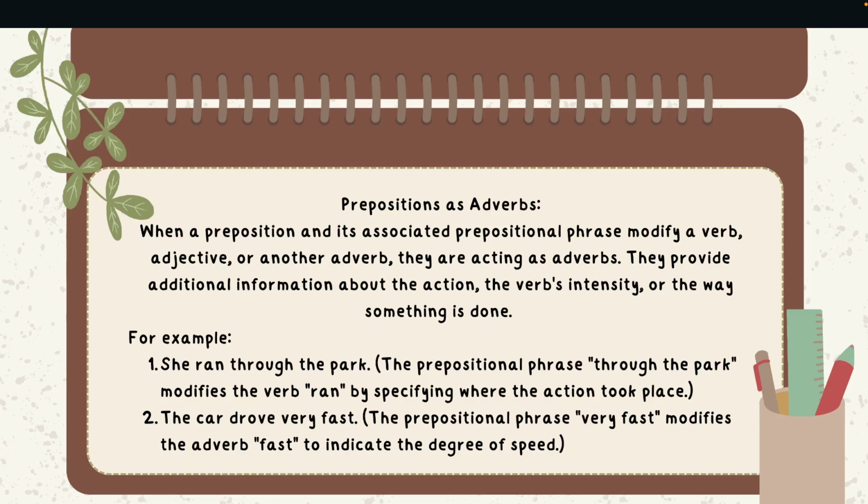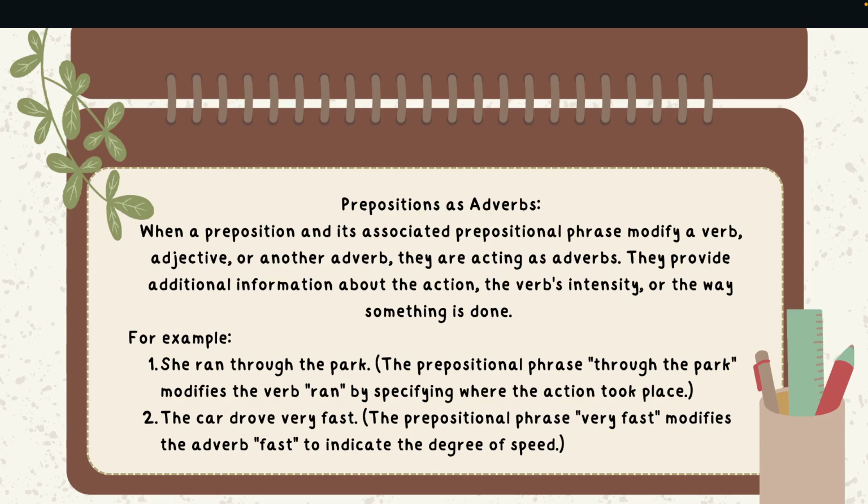So for example, we have here, she ran through the park. If we dissect the sentence, this is an SV type of sentence pattern. So we have here, she ran where? Through the park. So the prepositional phrase through the park modifies the verb ran by specifying where the action took place.